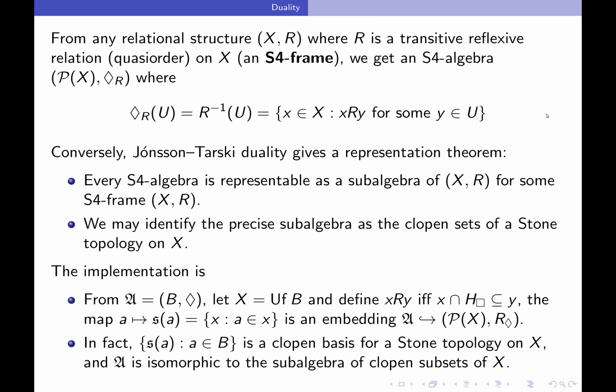You can define a relation between the ultrafilters that I'm not going to bother motivating in this talk, but you can do it. You can put a relation on them in that way. It will be a quasi-order. And you can get this embedding of A into the power set. And to identify the image of the embedding, you put this Stone topology on X, and your S4 algebra is exactly the set of clopens in this topology.